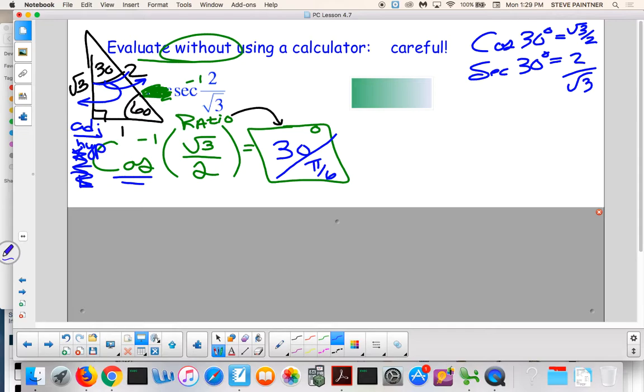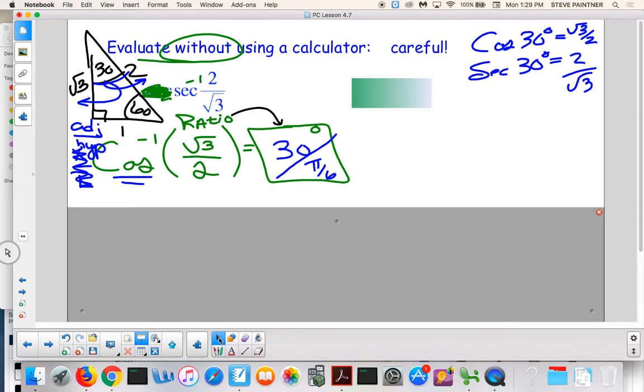Somebody in period 5 said, how do I know which one to give you? All I'm going to say to you is this: read the directions. See what it says. If it says give me theta between 0 and pi, I want radians. 0 and 180, I want degrees. But if they don't say anything, what can you do? Choose. Yeah. Okay. Okay, try this one.